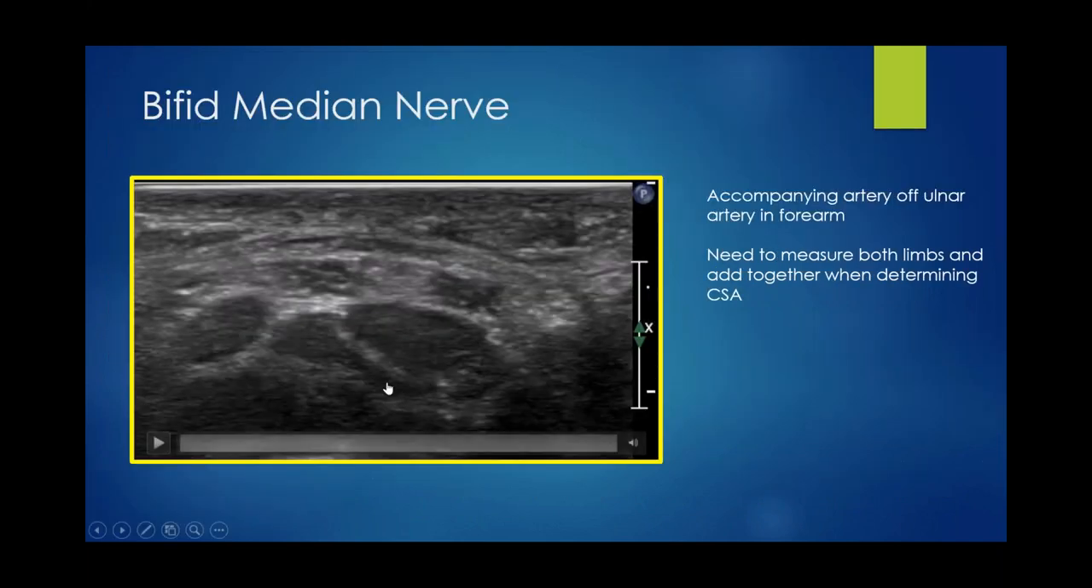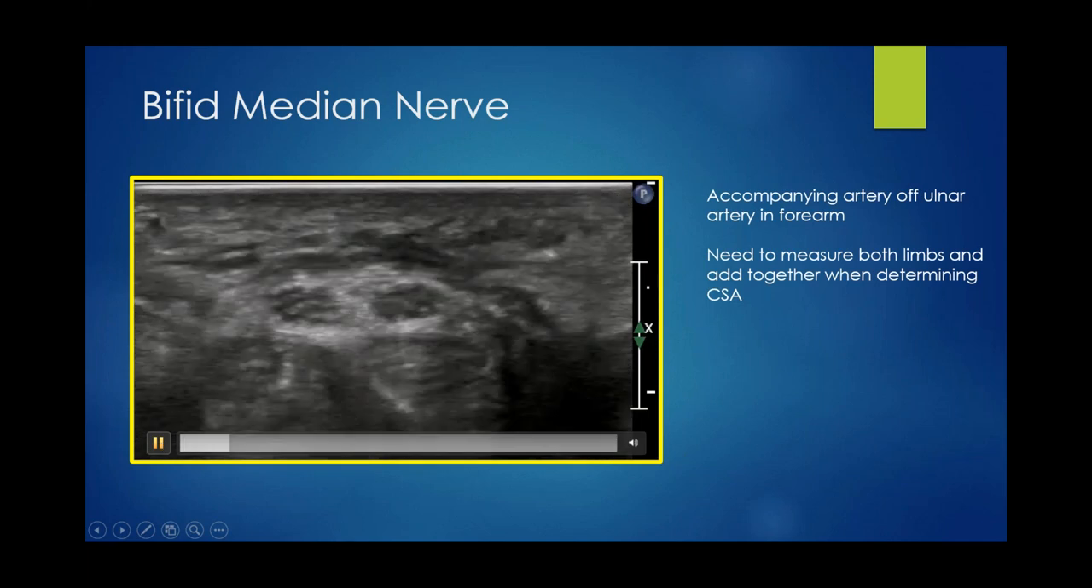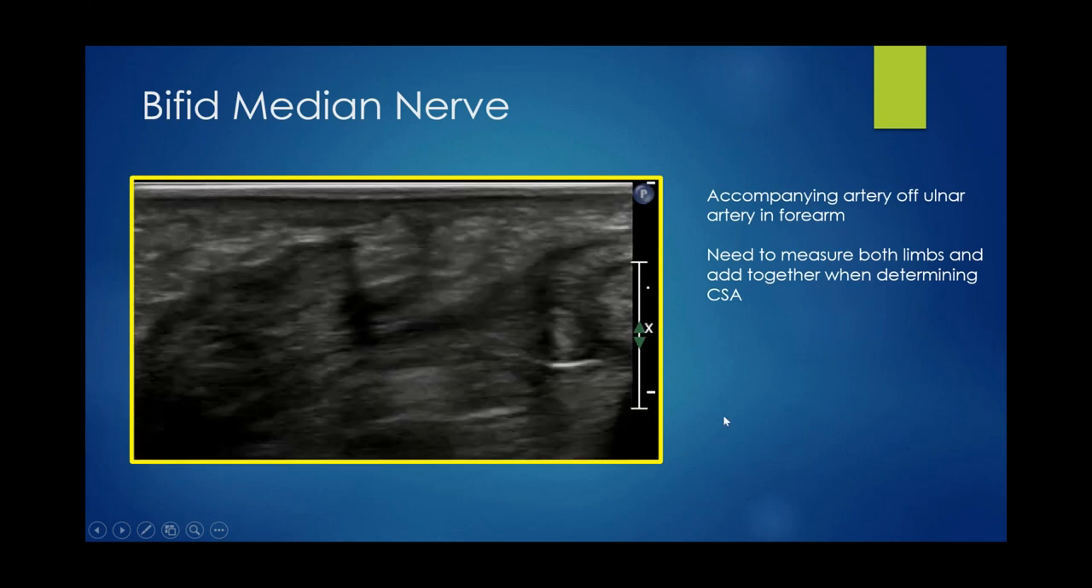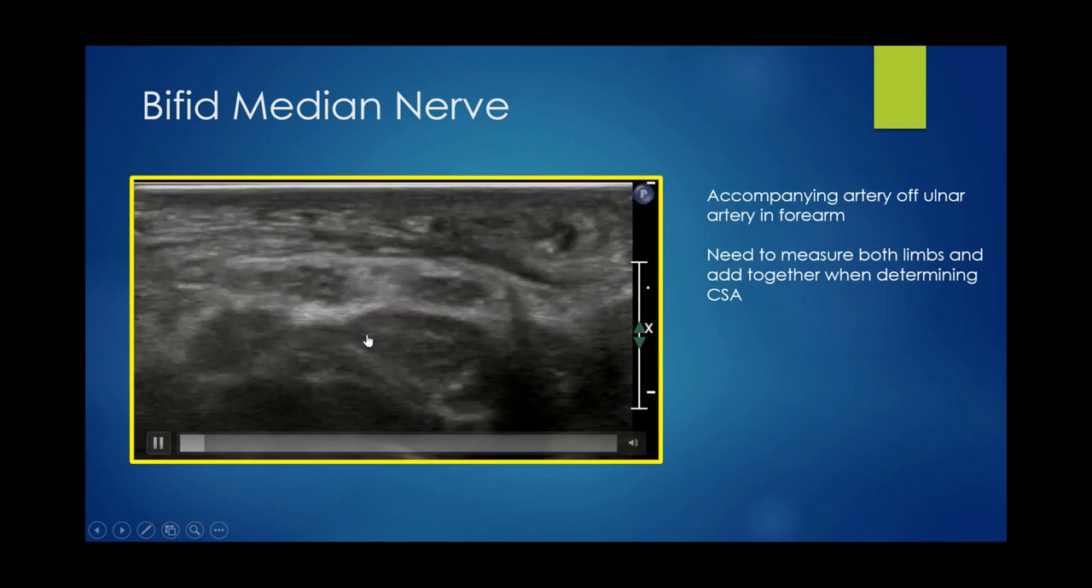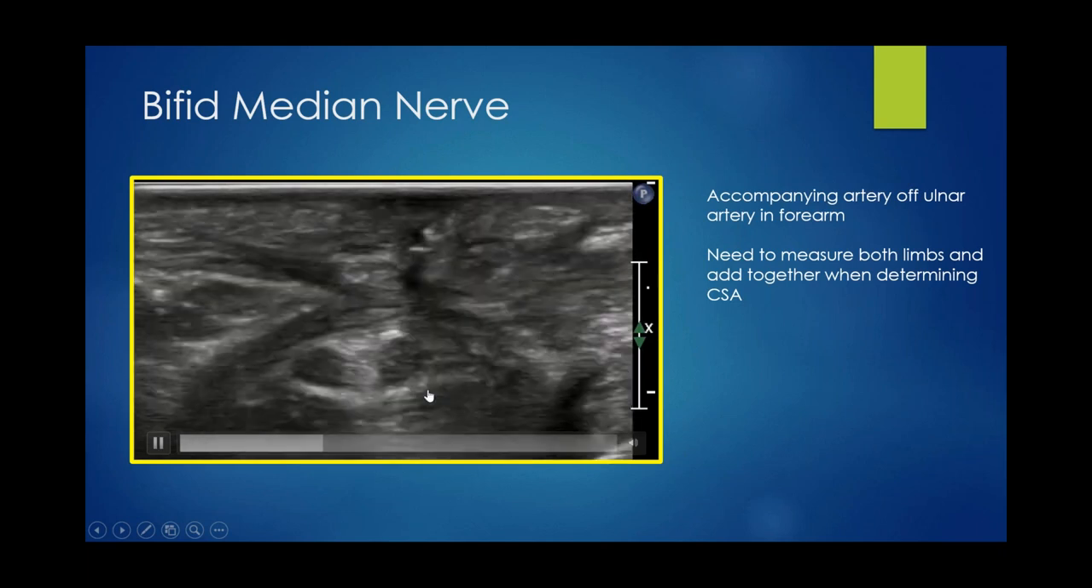Of course, there are always going to be variations in anatomy, and so you may see patients with a bifid median nerve. So here is one limb of the median nerve, and here is the second. Faintly here, you can see the presence of a persistent median artery, which is a branch off the ulnar artery at the level of the elbow. This video will make the appearance of the bifid median nerve more apparent. If the patient does have a bifid median nerve, you need to separately measure the cross-sectional area of both, add them together, and that would give you the total cross-sectional area.